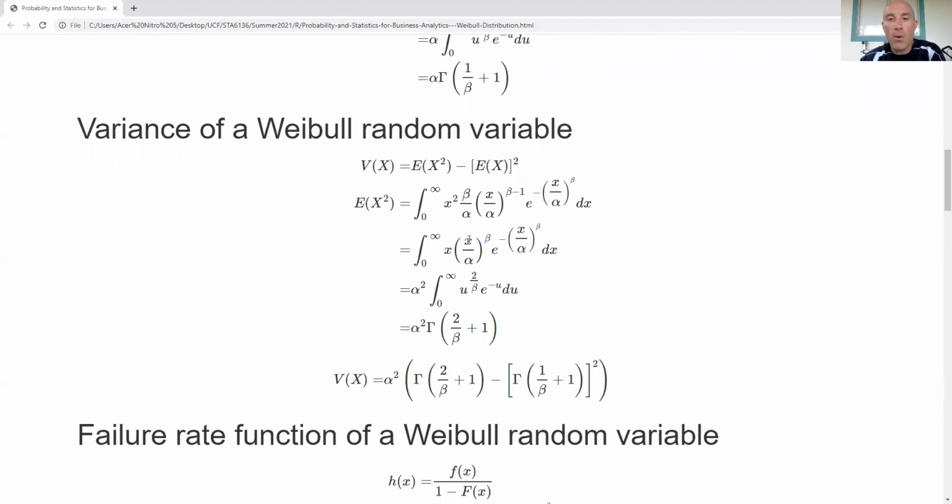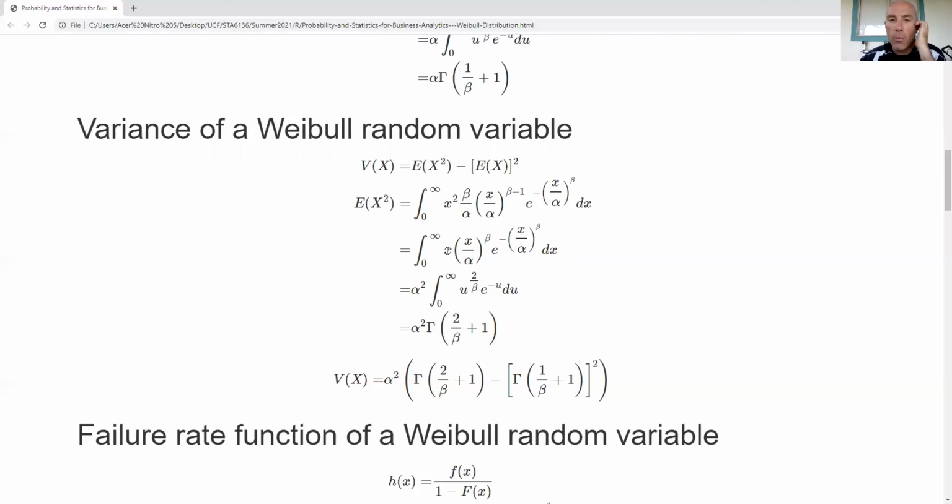I pull it into here to get x over alpha beta. Now, when I'm looking at this, I'm going to do exactly the same u substitution. It takes a little bit more work because I have this x term here, but otherwise the dx gets replaced by the same thing. This part gets replaced by the same as before.